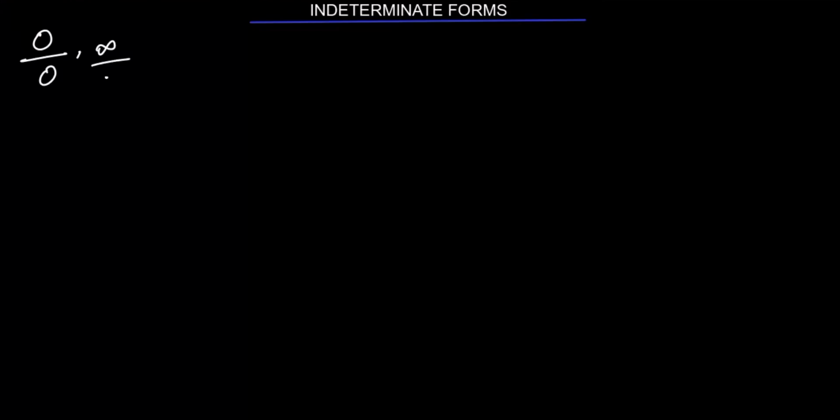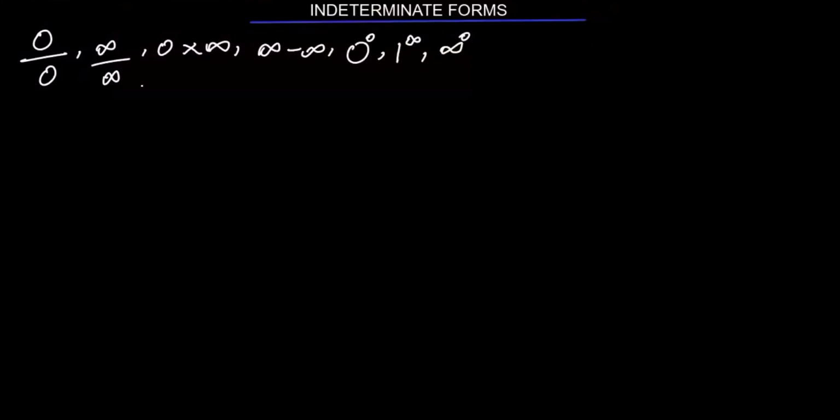infinity over infinity, 0 multiplied by infinity. We can also come across infinity minus infinity. We will come across 0 to the power of 0, 1 to the power of infinity, and also we can come across infinity to the power 0. Now, these are possible indeterminate forms that we can come across in limits.